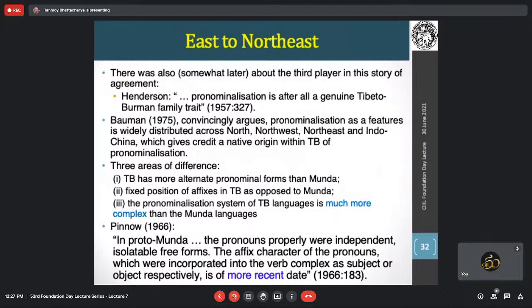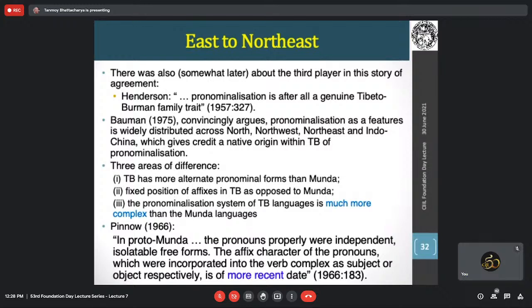The TB has more alternate pronominal forms than Munda. Okay, so Munda has restricted forms. The fixed position of affixes in TB as opposed to Munda, and those who have worked on Munda would know this, the pronominalization system of TB languages is much more complex than the Munda languages. I'll refer to this towards the end of the talk.